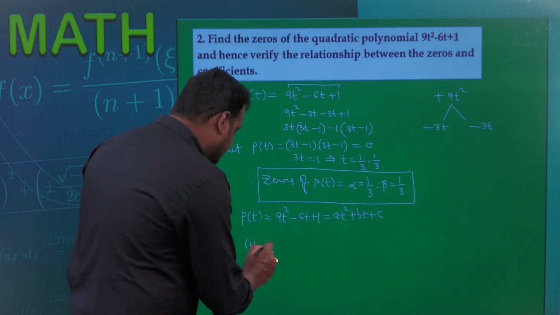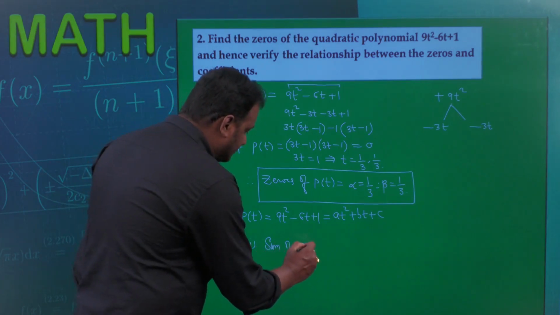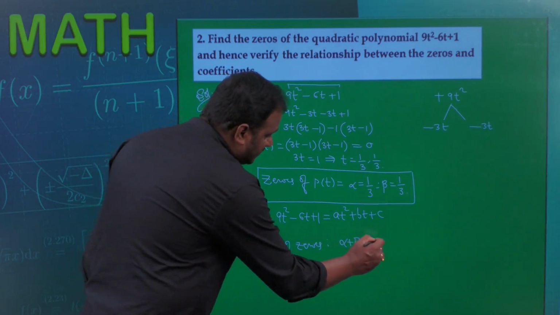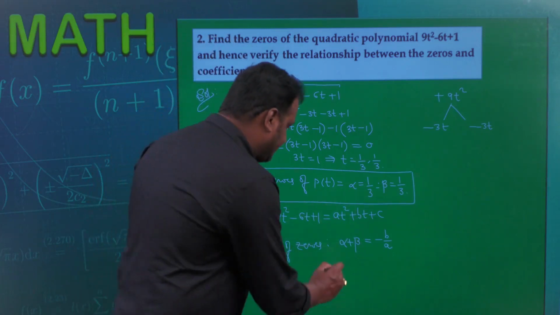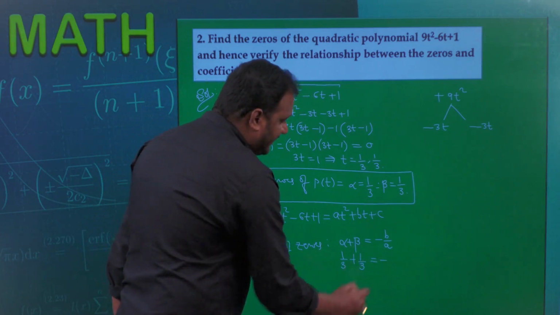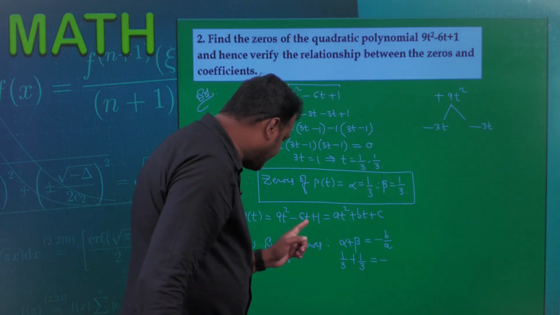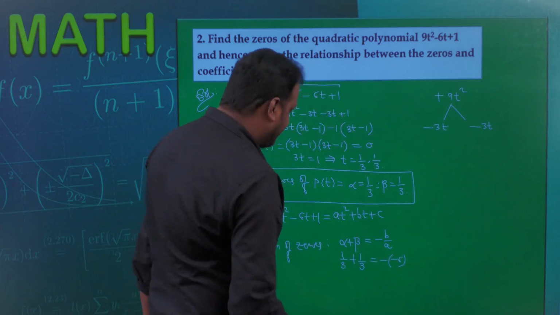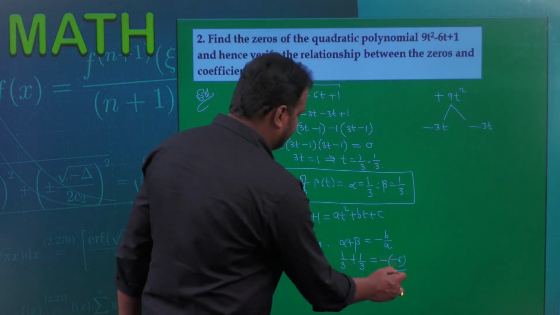So what is the first thing? First thing is sum of zeros. So sum of zeros is alpha plus beta, which is equal to minus b by a or not. Alpha is equal to 1 by 3 plus beta is also equal to 1 by 3, equal to minus, what is the value of b here? b is the coefficient of t, and this is minus 6. So minus of minus 6 divided by a, which is equal to 9.